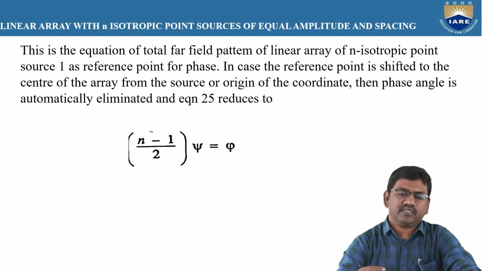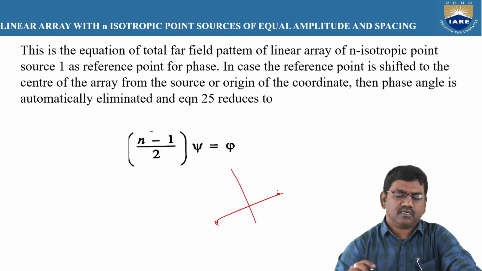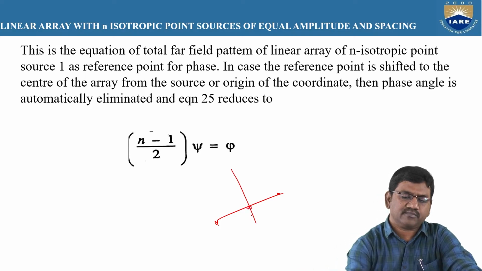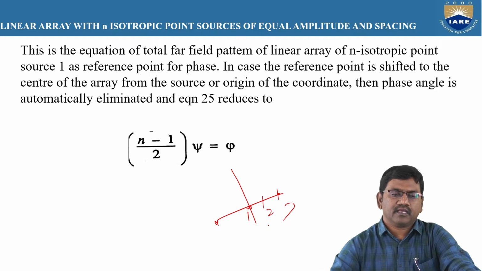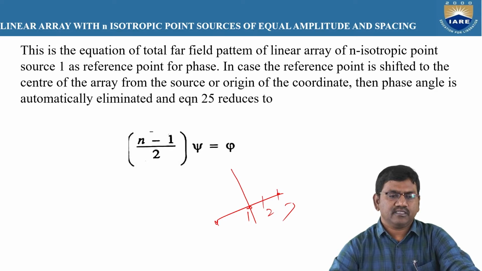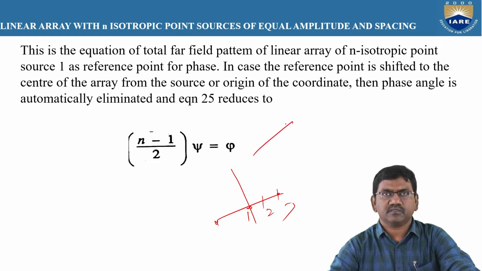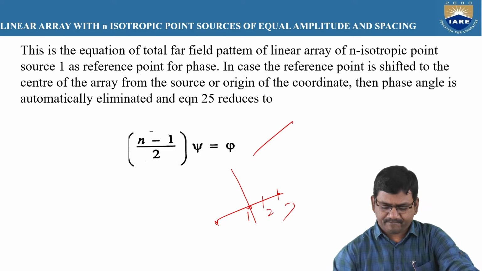Here we have derived the expression for the case where source 1 and 2 are separated. We have taken this point as origin, then 1, 2 and 3. Suppose source 1 is taken as the reference point for the phase. In case the reference point is shifted to the center of the array from the origin of the coordinate, the phase angle is automatically eliminated and the equation reduces to (n minus 1) by 2 into psi is equal to phi.